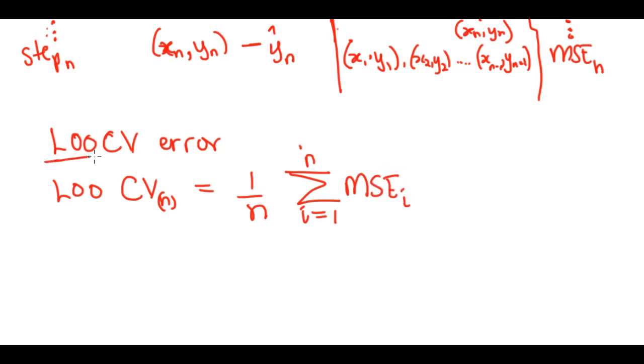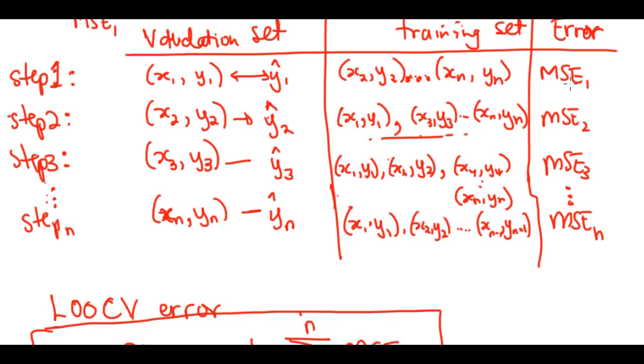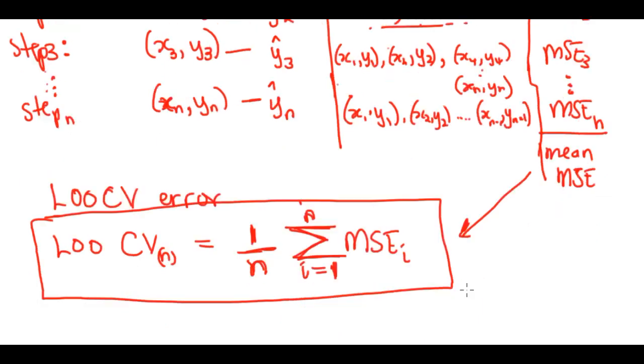This makes sense, right? Because basically we have just added all the MSEs and divided by n. So we just calculate the mean MSE. That's what we're doing here. The summation sign is saying add up all the MSEs from the first one to the nth one and divide by n, the number of MSEs. We have n MSEs, so this is just the mean. And that mean will be our estimate for the test error using LOOCV.